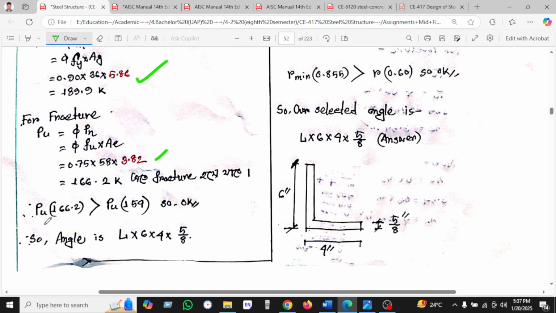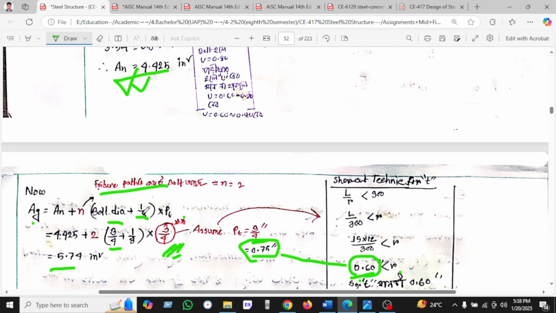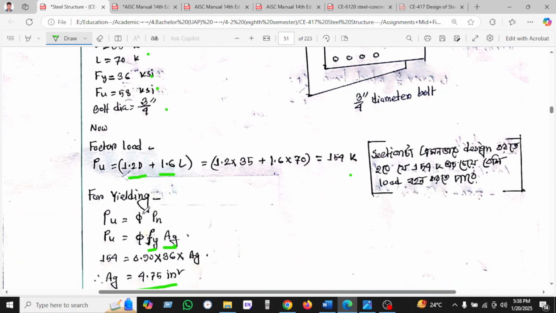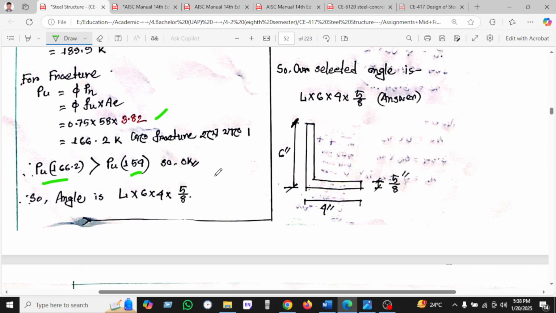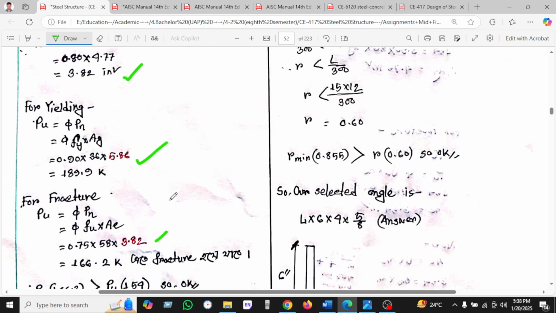So we know the ultimate we have found is 160, which is greater than 154. 154 is found previously. This is the 154, which is the 1.2 dead load plus 1.6 live load. So you can see this angle is okay. So this angle is okay. So this is our final selection.